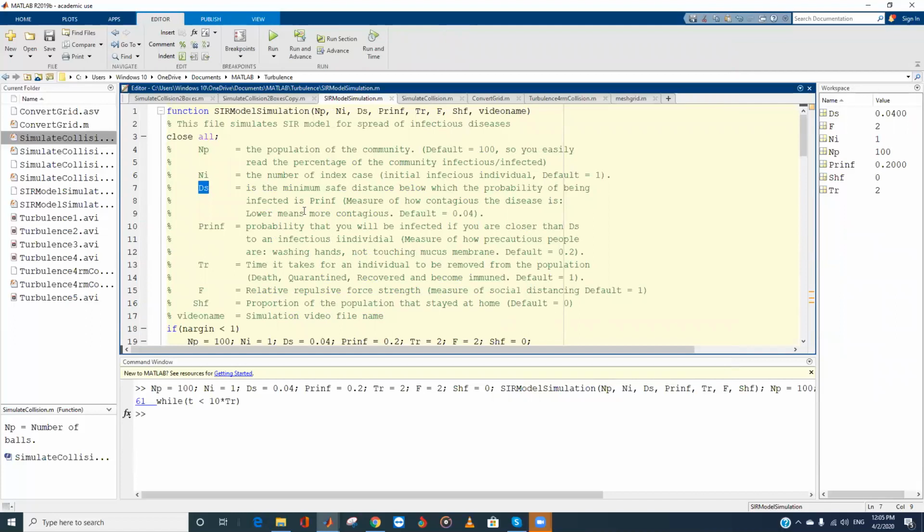All right. The probability of infection has to do with your personal hygiene. If you wash your hands regularly, or you don't touch any of your mucous membranes, that is fine. In that case, the probability of infection is low. But if you are not practicing personal hygiene, the probability of infection is high.